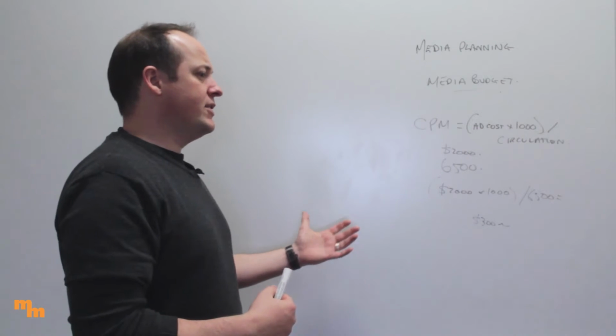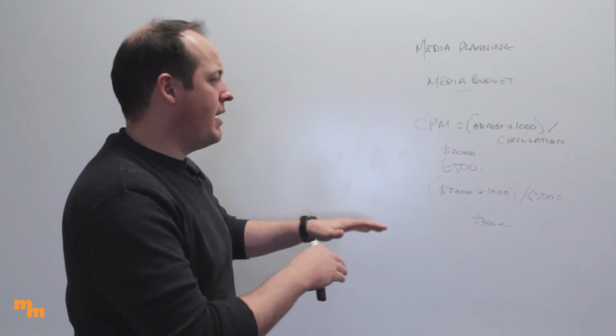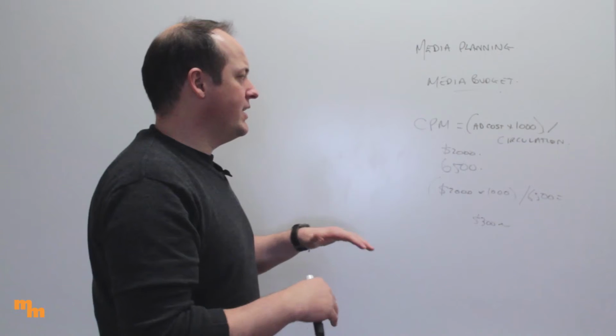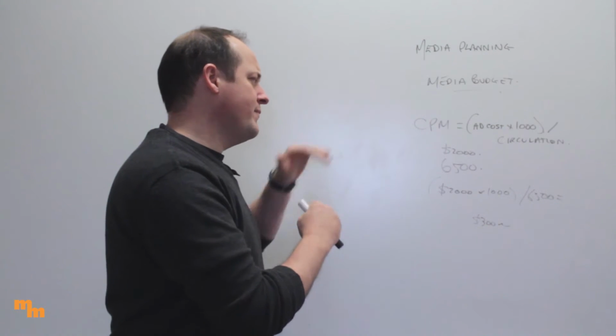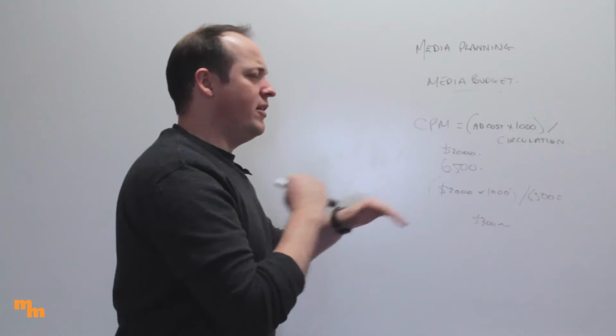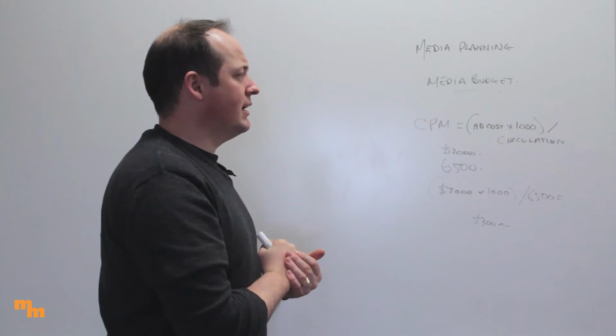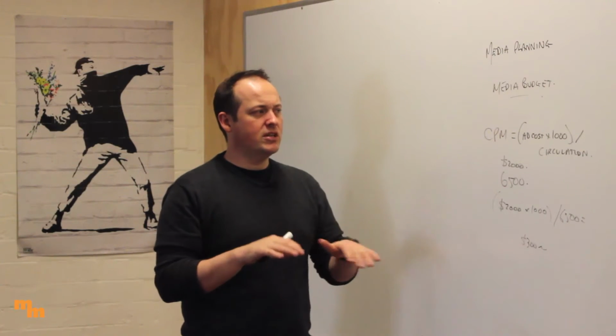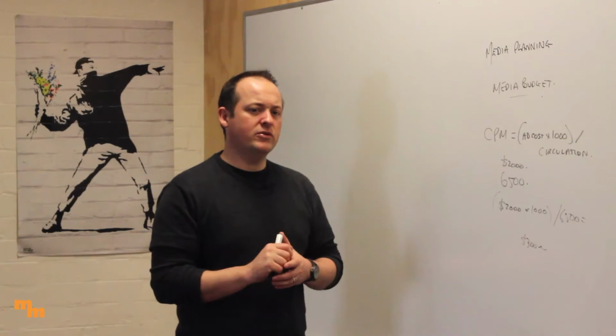Then I can very quickly do the same math with a bunch of other different publications. How much are they going to charge me for the ad? How many people is it going to reach? I need to work out where my cost effectiveness is. So that's one of the things we can do, so we can actually see what the CPM is for different vehicles we might be using.